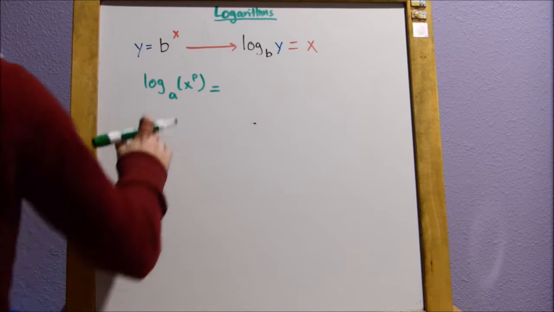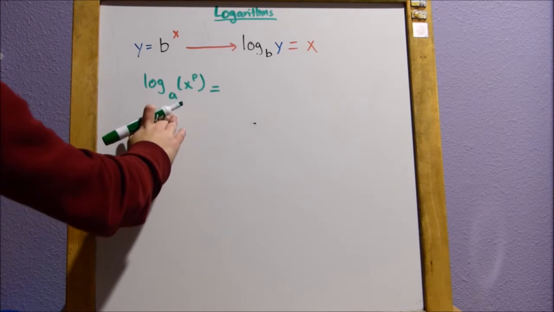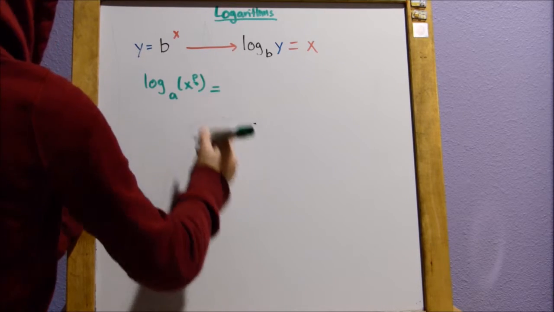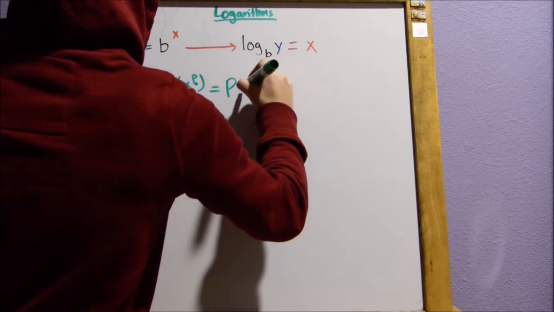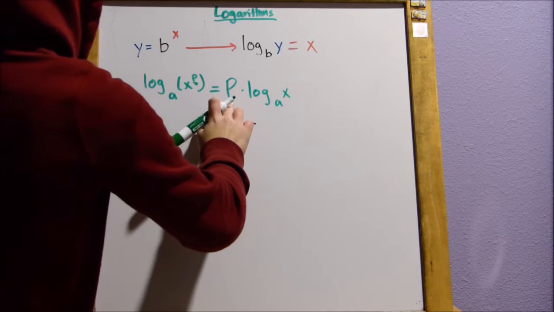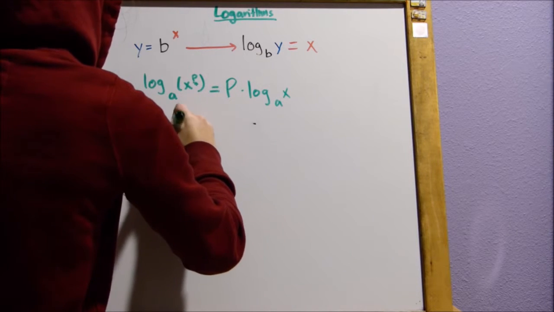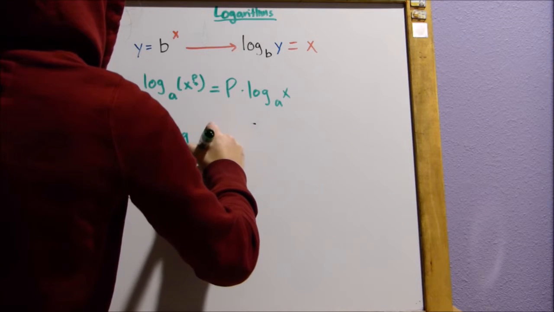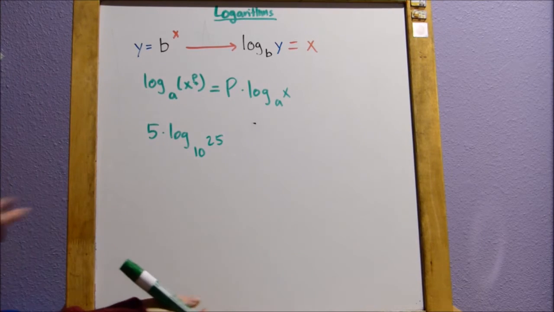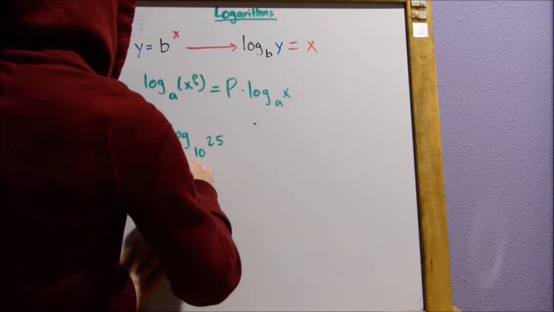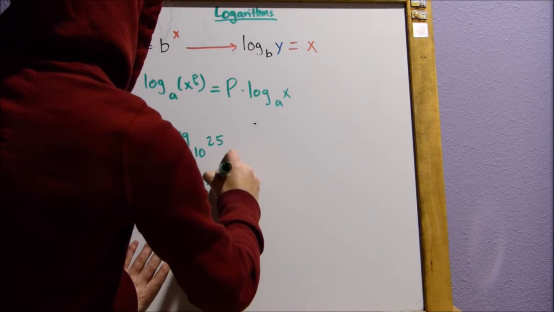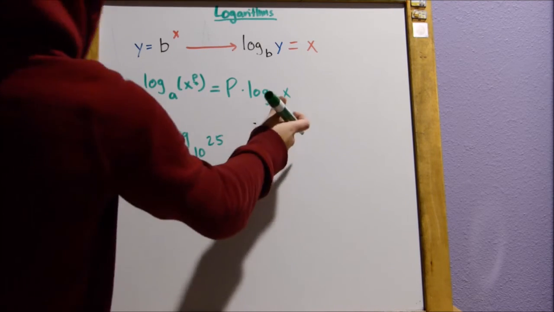Okay, so another rule is the power rule, in which you have log base a of x to the p. Here, you can just take this p and set it out in front. So p times log base a of x. The same can happen if you have a number out here. Say, for example, you have 5 times log base 10 of 25. Here, you can just take that number, this 5, and make it 25 to the 5th power. This works either way.